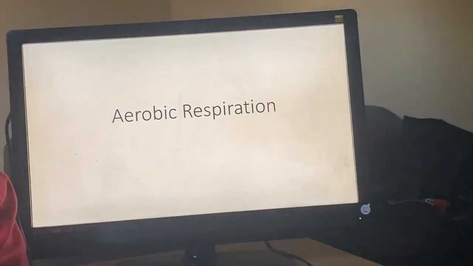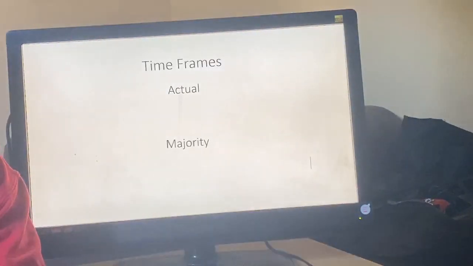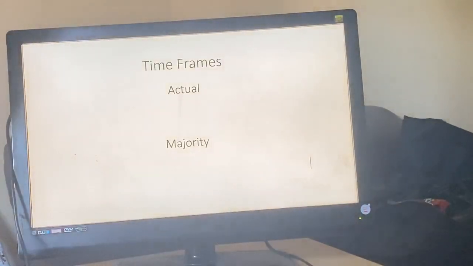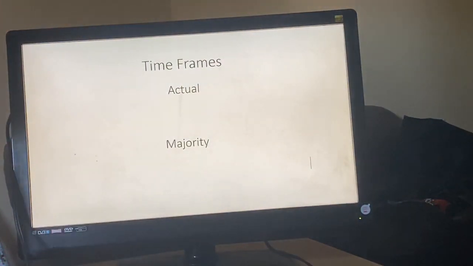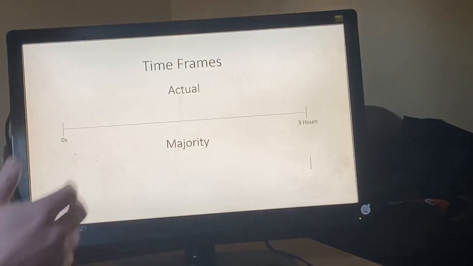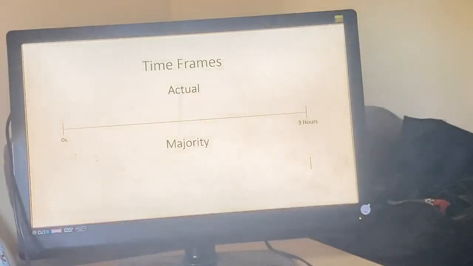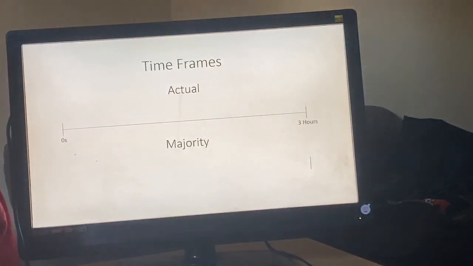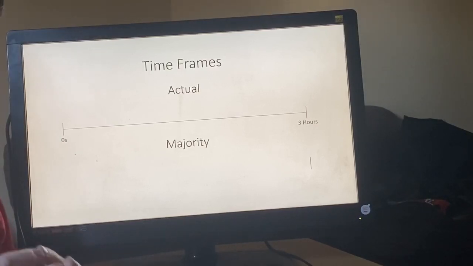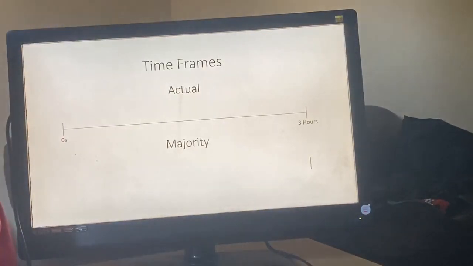Right, we're on aerobic respiration. So let's look at some time frames again. So we need the majority of stuff. So if we get a time frame up from 0 seconds to 3 hours, let's just run through quickly all of our energy systems. ATP splitting to initially release energy in order to cause muscular contractions and move.